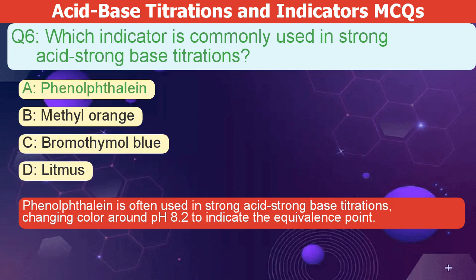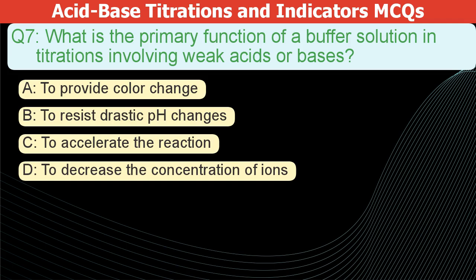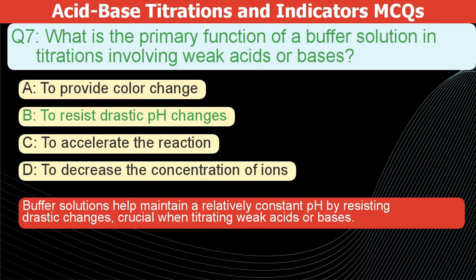Phenolphthalein is often used in strong acid-strong base titrations, changing color around pH 8.2 to indicate the equivalence point. What is the primary function of a buffer solution in titrations involving weak acids or bases? A. To provide color change. B. To resist drastic pH changes. C. To accelerate the reaction. D. To decrease the concentration of ions. The correct answer is B.